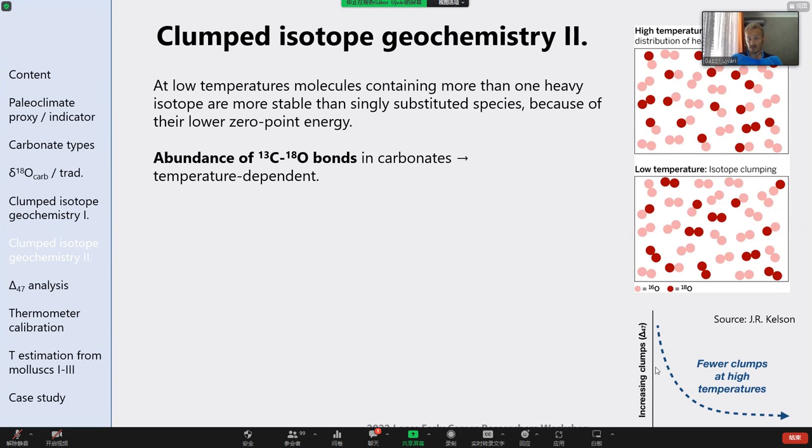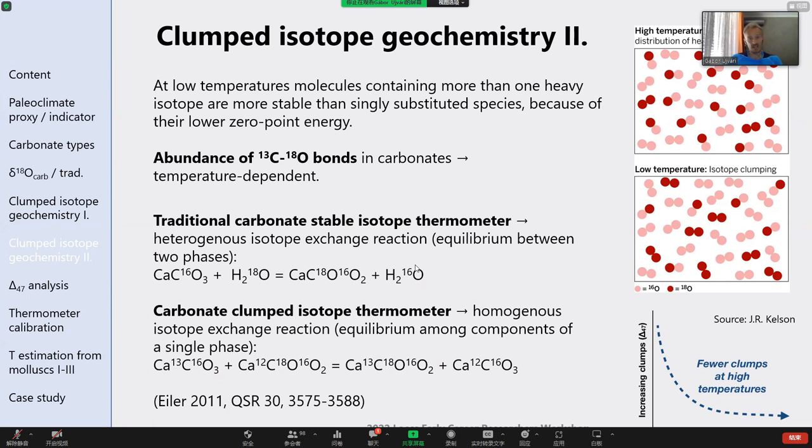And this other figure nicely shows the same. At high temperature, we have few clumps. At low temperatures, we have more and more clumped species. So the abundance of the 13C-18O bonds in carbonates is temperature dependent, and this is good news because we can use this to calculate temperatures from carbonates in the past.